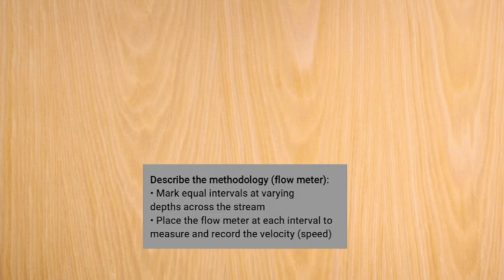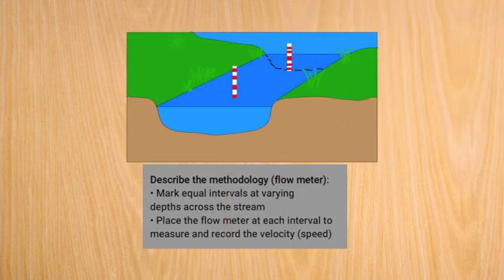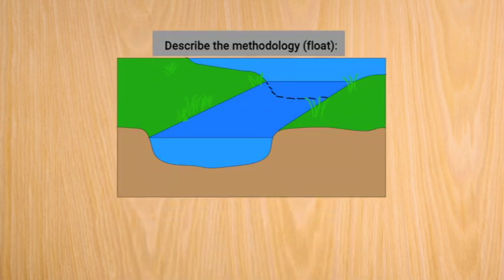We will start with using a flow meter. Mark equal intervals at varying depth across the stream. Place the flow meter at each interval to measure and record the velocity. Repeat several times for accuracy and record. We'll now look at how to measure velocity using a float.